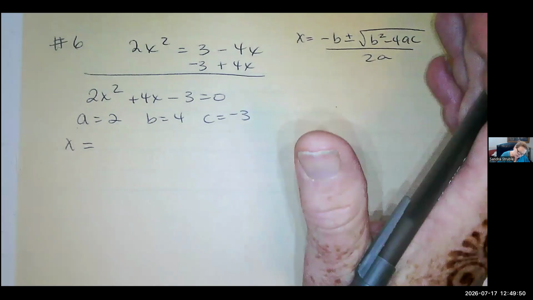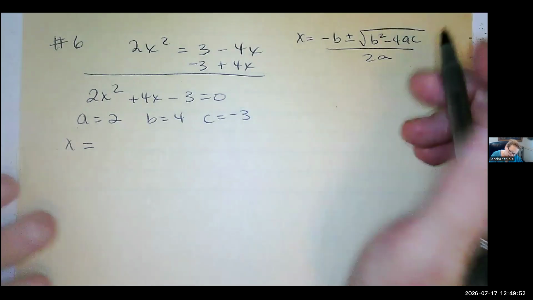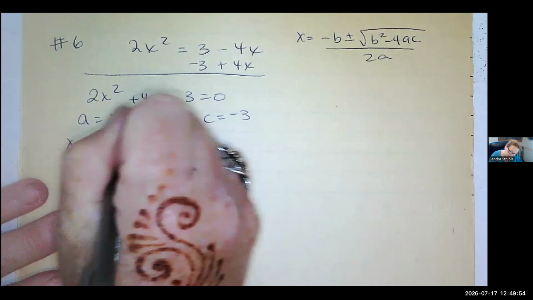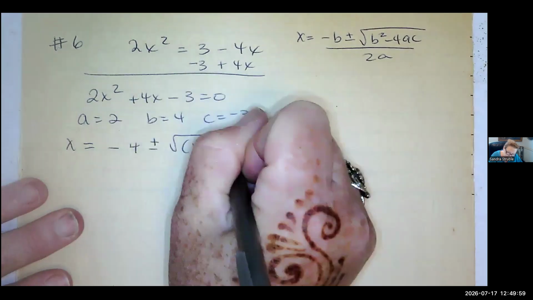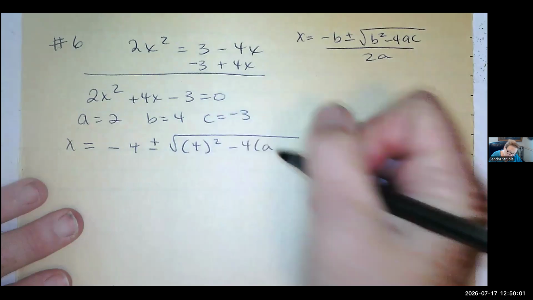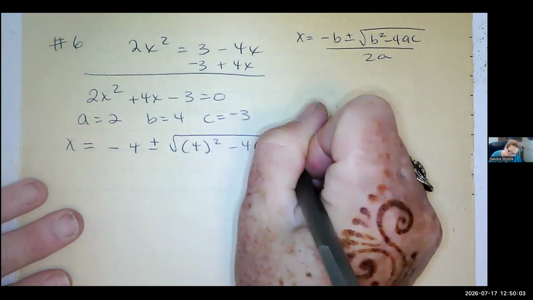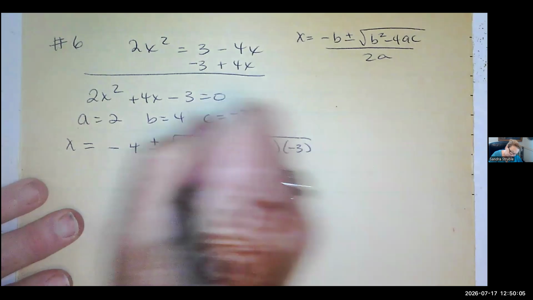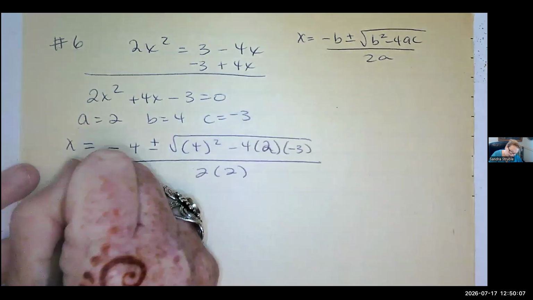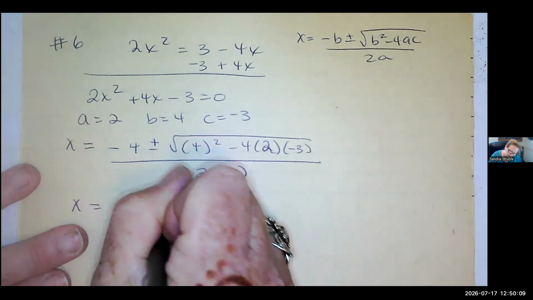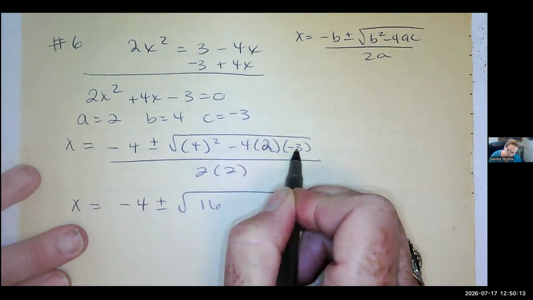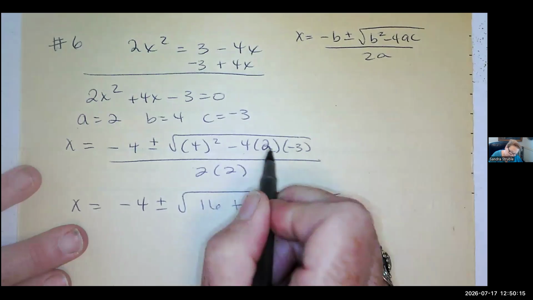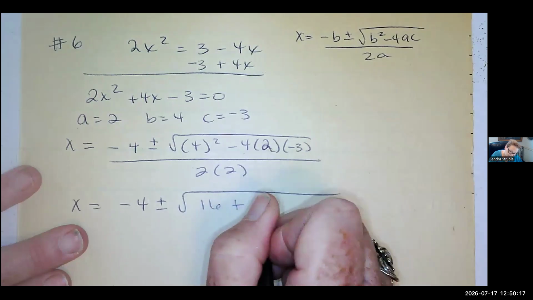Okay, so negative b, negative 4, plus or minus the square root of b squared, minus 4, a is 2, c is negative 3. All of that is over 2 times a. All right, 4 squared is 16. Negative times a negative is a positive, so that's plus. 4 times 2 is 8. 8 times 3 is 24. 2 times 2 is 4.